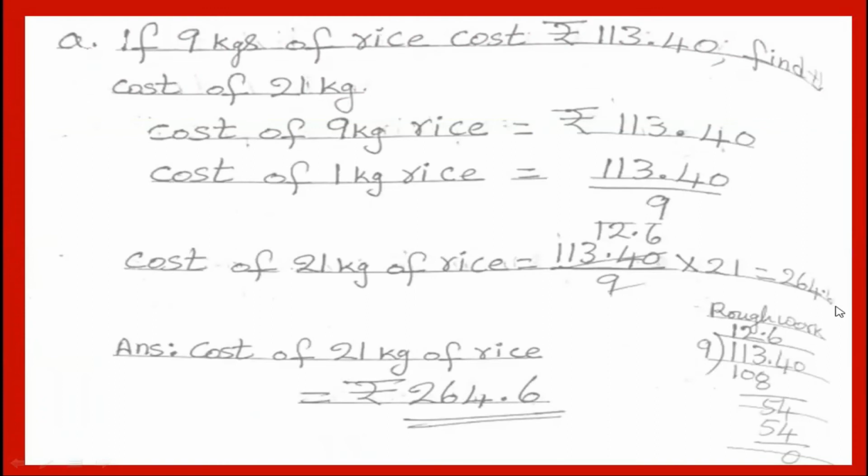Now, our answer is cost of 21 kgs of rice is equal to rupees 264.6.